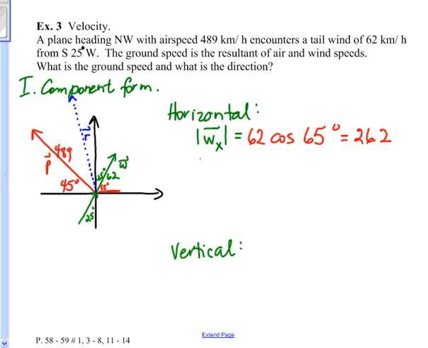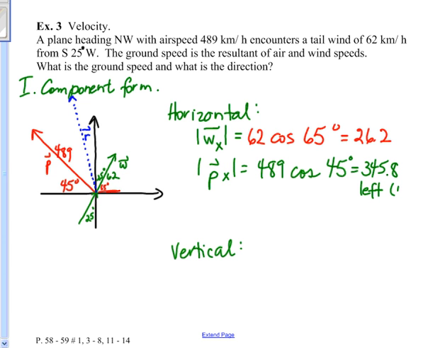For the airplane, the horizontal component, I can write fancy notation like that. The horizontal component for my plane, so I'm using an x direction, is, again, we're going to use cos. So the magnitude of the plane, cos, the angle between the airplane and the x-axis is 45 degrees. And that will give me 345.8. I know that my plane has a horizontal component of 345.8 left or northwest. I know that my wind has a horizontal component right or northeast. Going to want to keep that in mind.